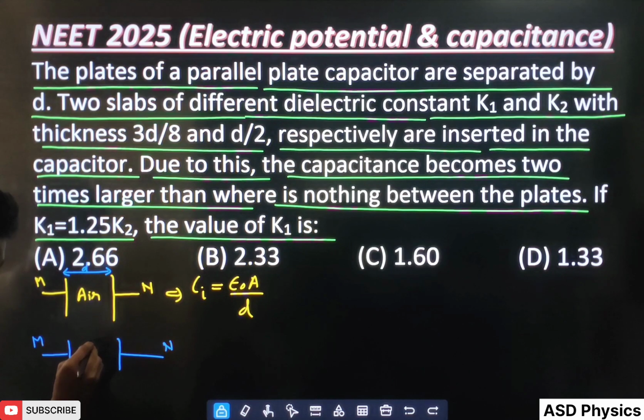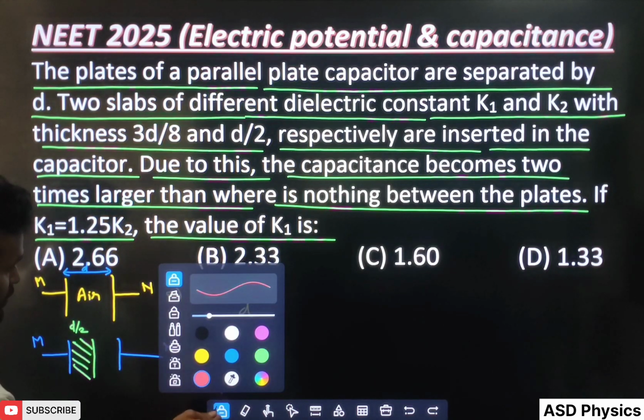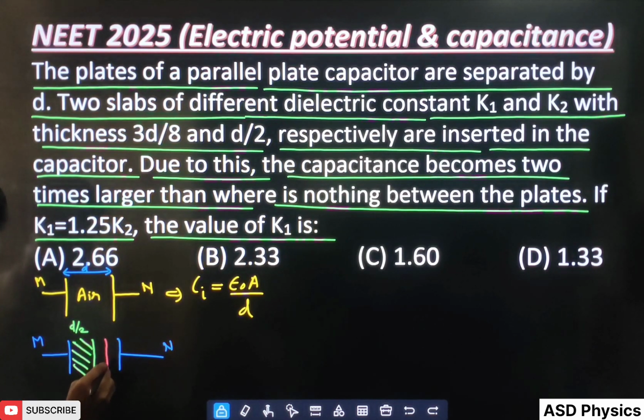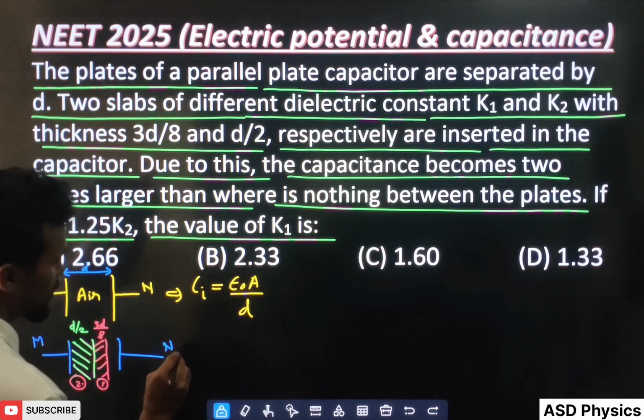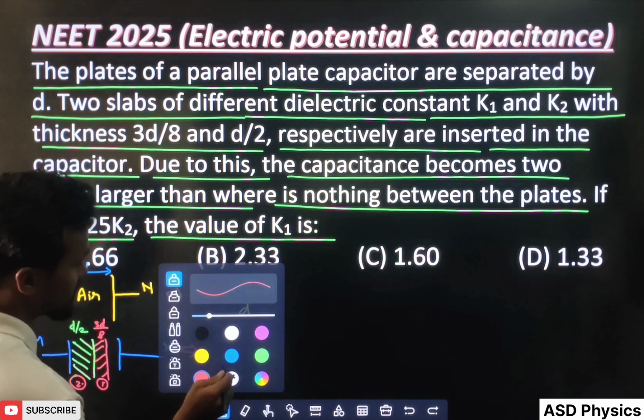So first let me put this dielectric, of thickness D by 2. After that, one more dielectric, and this is 3D by 8. I am calling this dielectric 1 for solving purposes, and this one dielectric 2, because in the question they first talk about this one, then about this one. So in this situation, what is the formula?